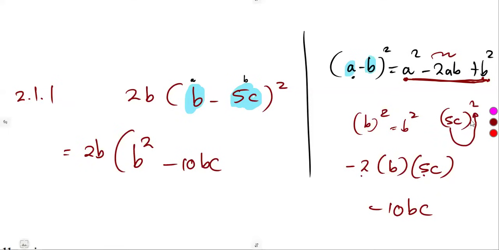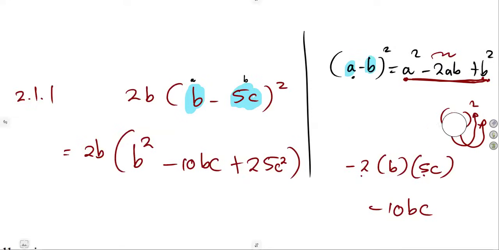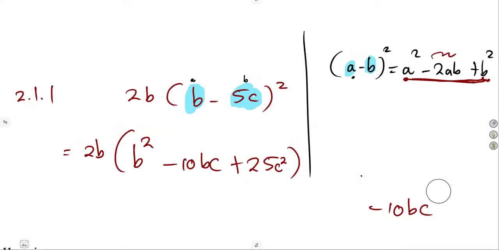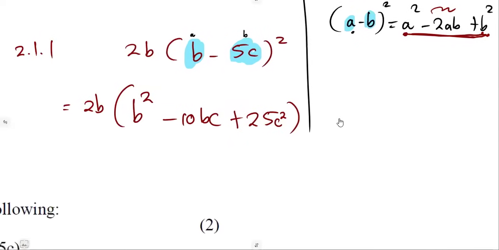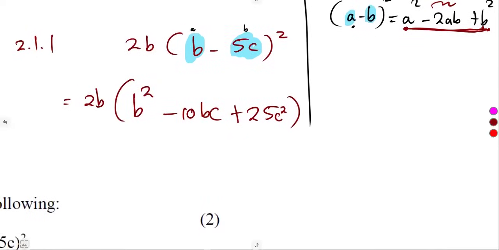That's 5 squared, which is 25, C squared. Everything is raised to the exponent of 2. The 5 is raised to the exponent of 2, the C also. So this is how you can use your identities that are under algebra. If you understand this, guys, you can just expand like this. Then we can use the 2b, which is outside of the bracket.